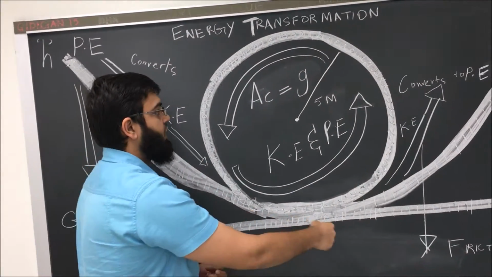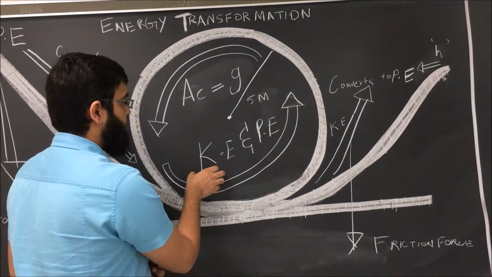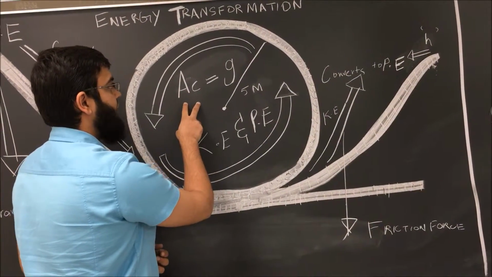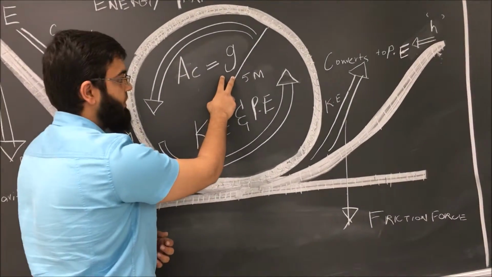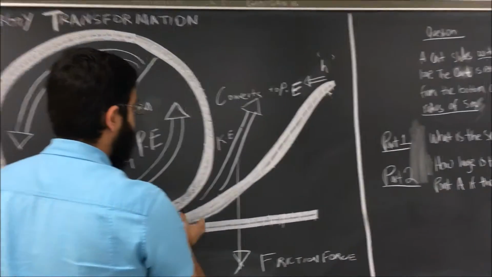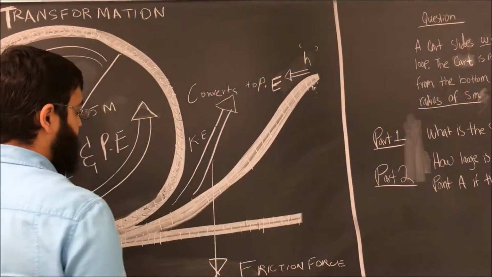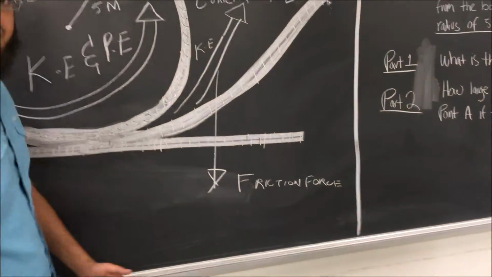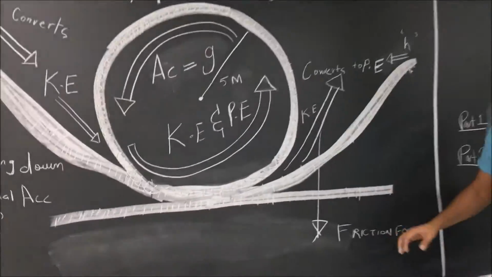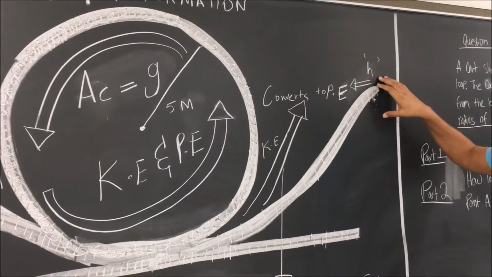And when it goes through the whole movement of the loop, inside the loop the roller coaster has kinetic energy and potential energy, where the centripetal acceleration is equal to the gravitational acceleration. After finishing the loop, we have this kinetic energy pushing the roller coaster towards this height. But due to the force of friction, the kinetic energy starts to go lower and lower, and right after reaching this point, the kinetic energy converts into potential energy.